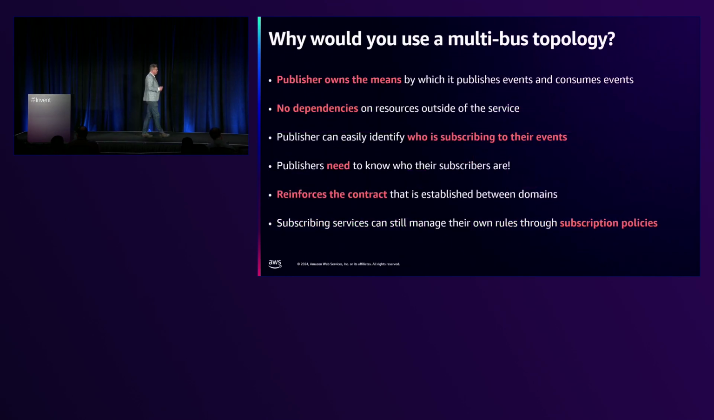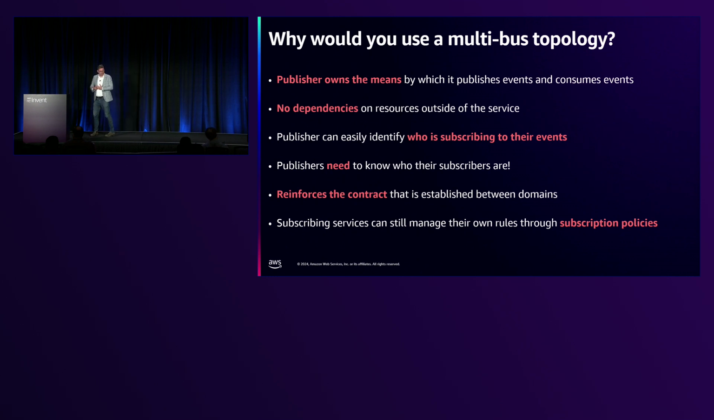Now, why would you use a multi-bus topology? Well, first and foremost, it really puts more control into the hands of application teams. And look, it removes some of the dependencies that your applications have on centralized services. One of the important things that I think this starts to reinforce is the relationship that those publishers have with other parts of the environment. Because all of the subscriptions are now landing on its own event bus, they can now see who's subscribing to their events, which makes management and potentially evolution of events that they're publishing much easier to manage.